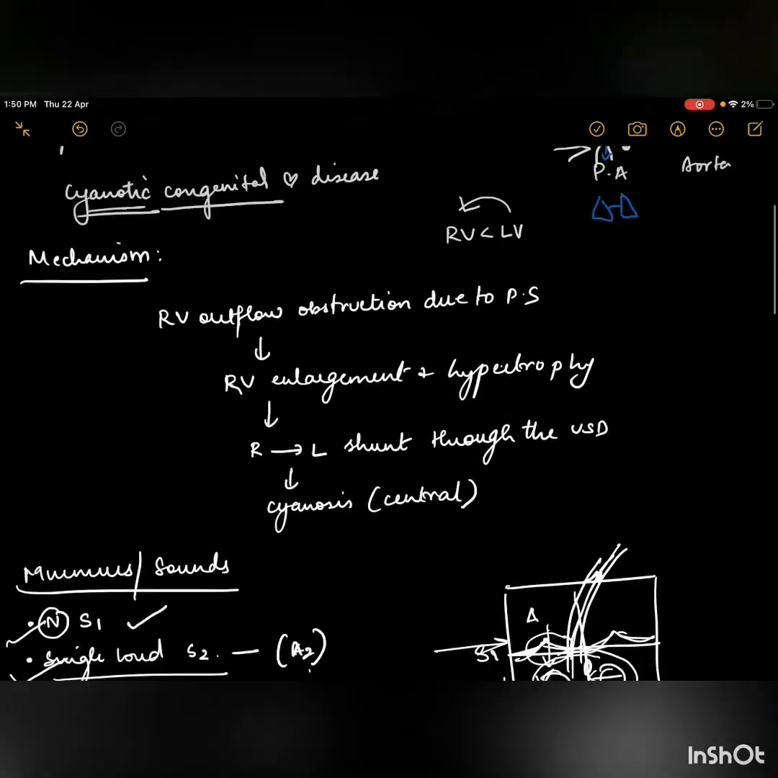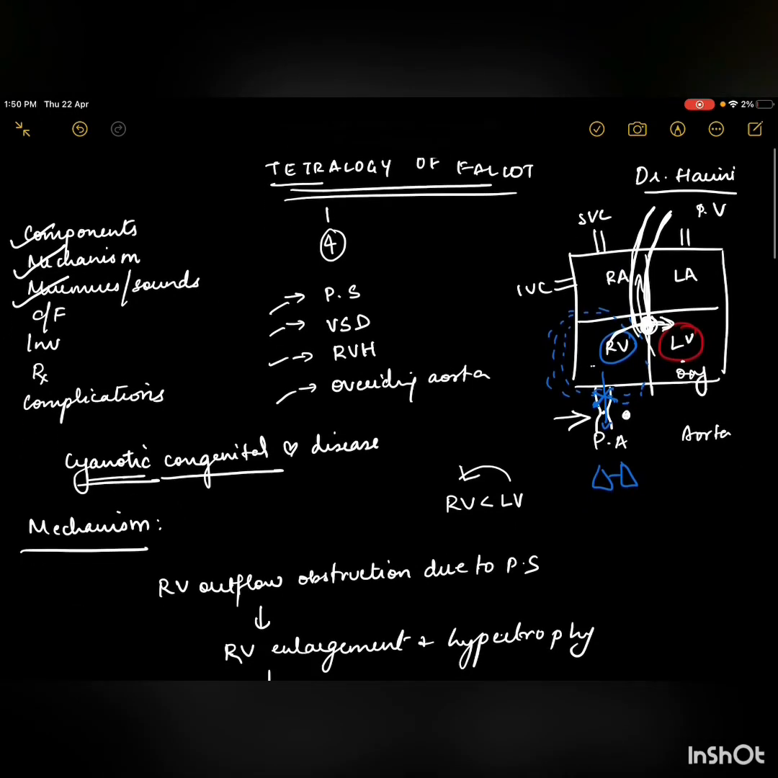Try to put a box diagram so it will fetch you more marks. Divide it into these components, and I think that will do.